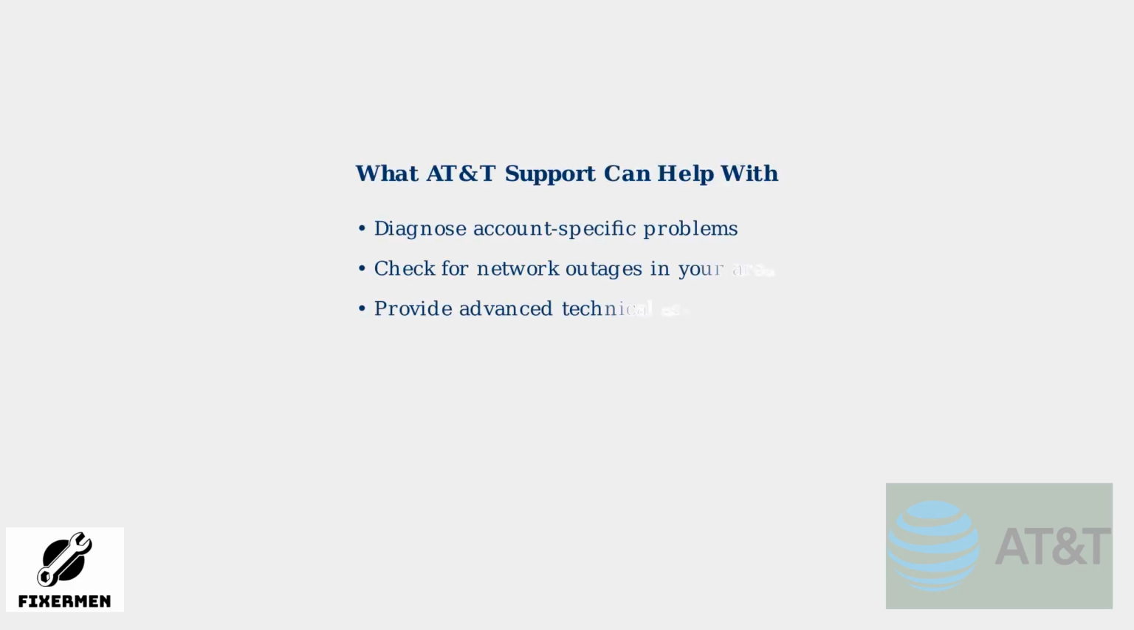If you've exhausted all troubleshooting steps and your AT&T Dual SIM feature is still not functioning properly, it's time to reach out to AT&T customer support for professional assistance. AT&T support specialists have access to advanced diagnostic tools that can identify account-specific issues, check for local network outages affecting dual SIM functionality, and provide personalized solutions beyond basic troubleshooting.